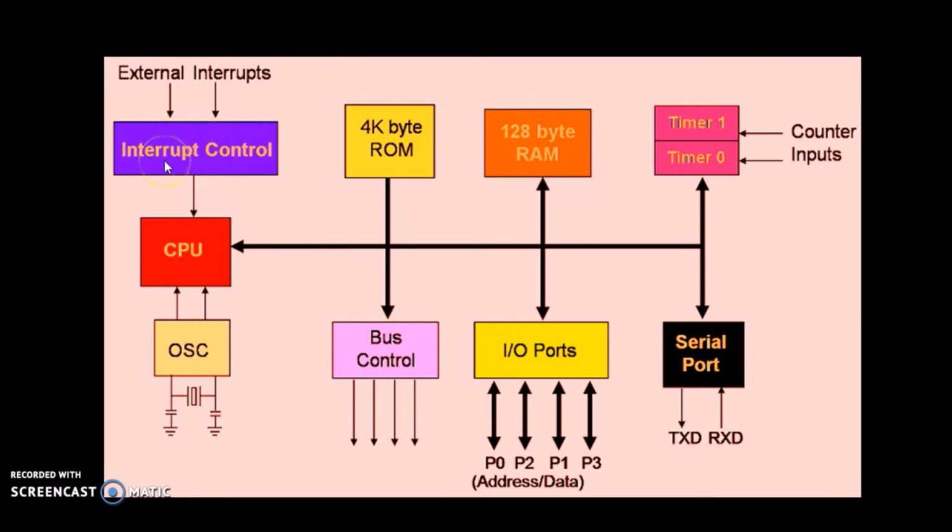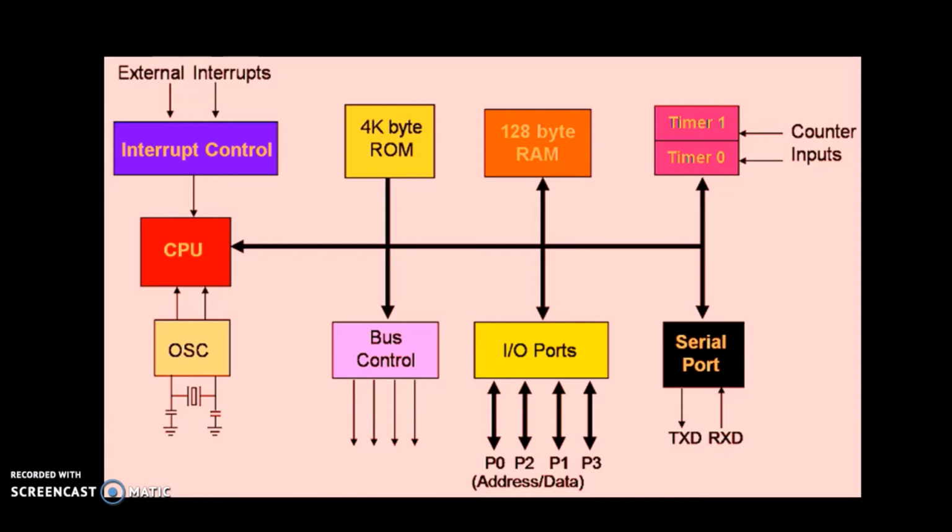The important interrupt sources are one from the serial port when a transmission or reception is complete, two from the timers, and the other two from the input pins INT0 and INT1. It has 64 kilobytes of external data memory space and 64 kilobytes of external memory space for program. It also has power saving modes.